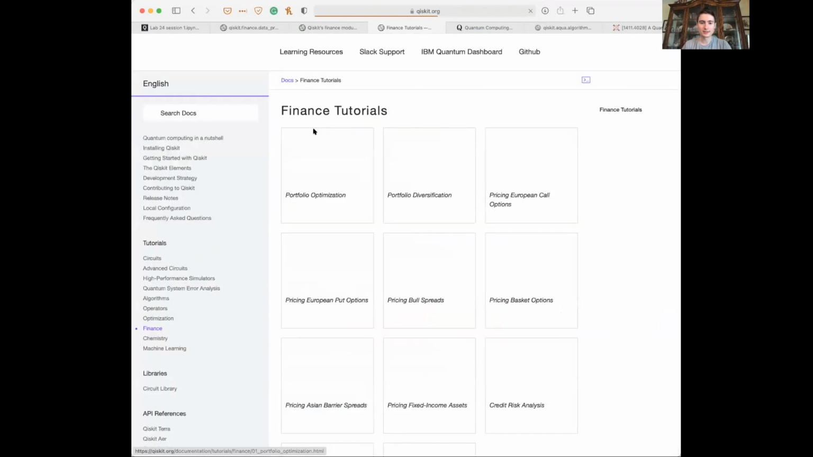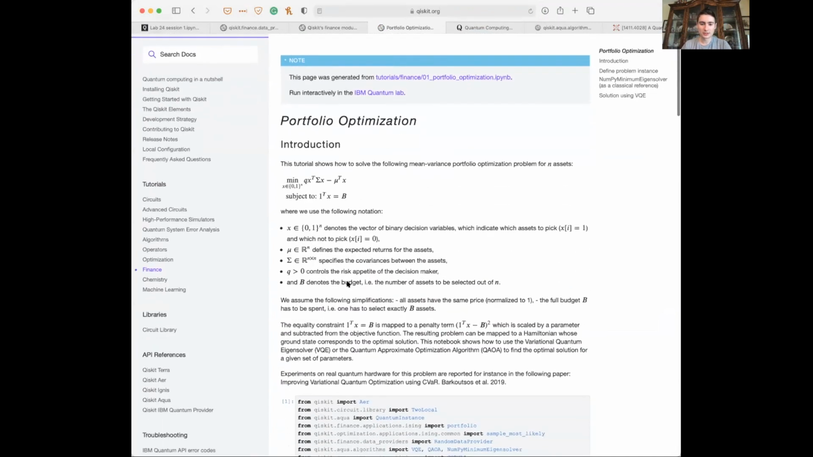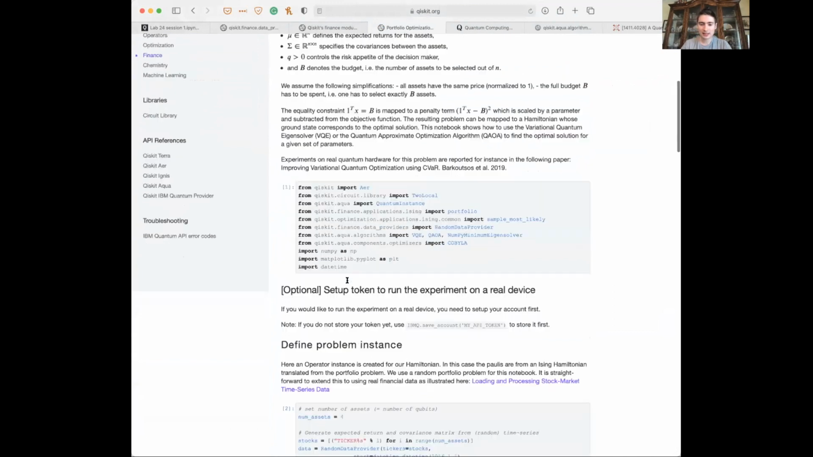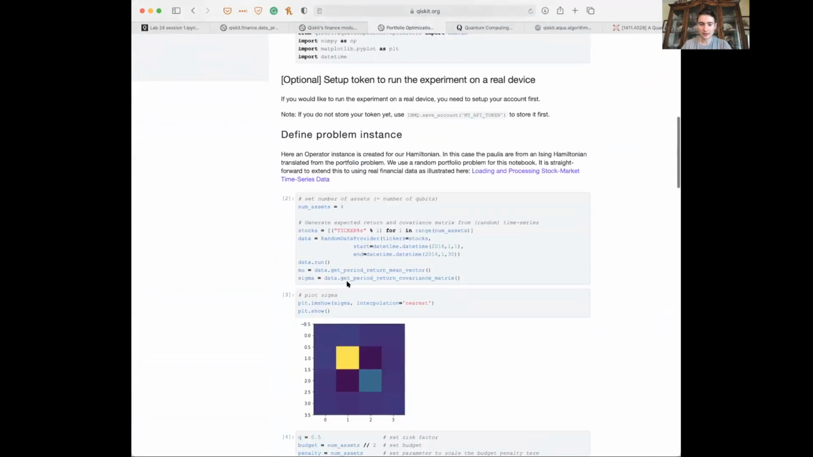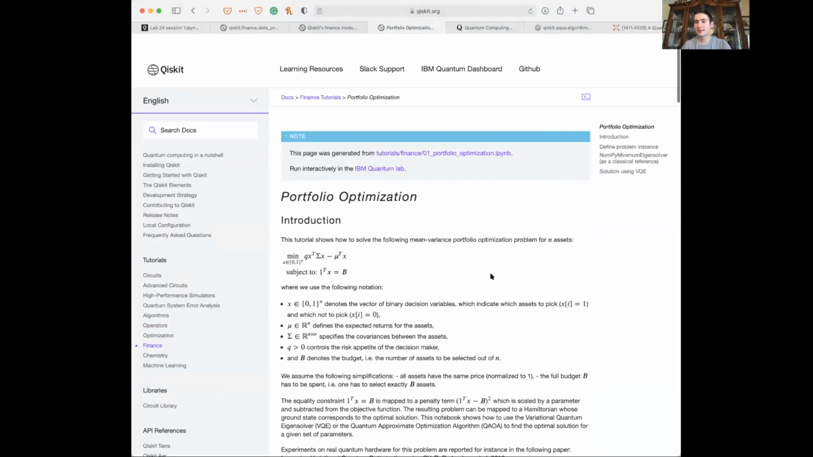So here's some tutorials. And here's portfolio optimization. So this is probably going to be similar to the thing that we've just seen. And hopefully this would start to describe a little bit about what the penalty is. Set parameter to scale the budget penalty term. I don't know. I'm not finding anything quickly.